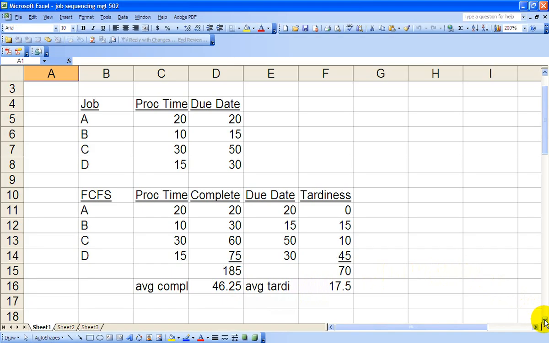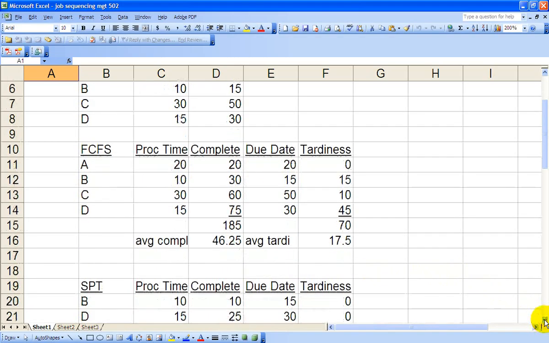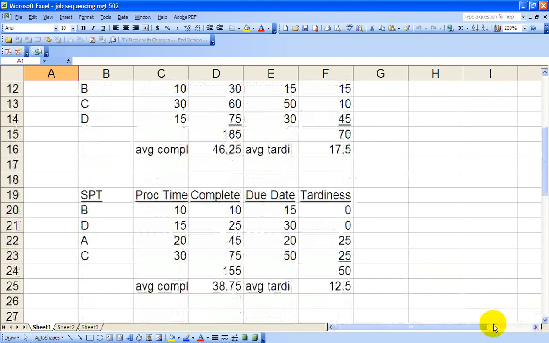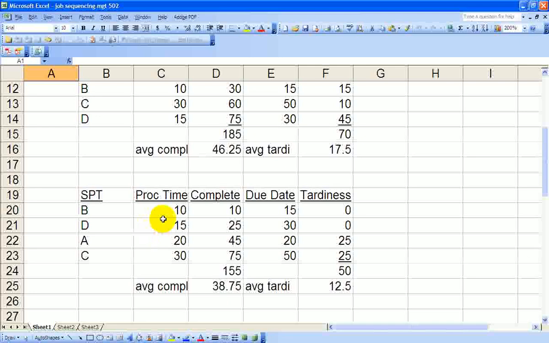The next rule is SPT, shortest processing time. So the order is B, D, A, and C because the processing times are 10, 15, 20, and 30 from small to large. So the completion times are 10, 25, 45, 75. The average completion time is 38.75.